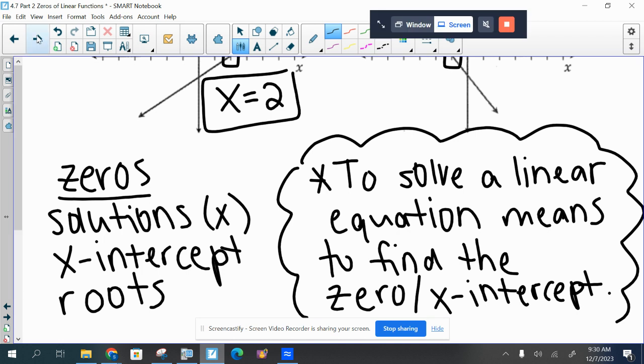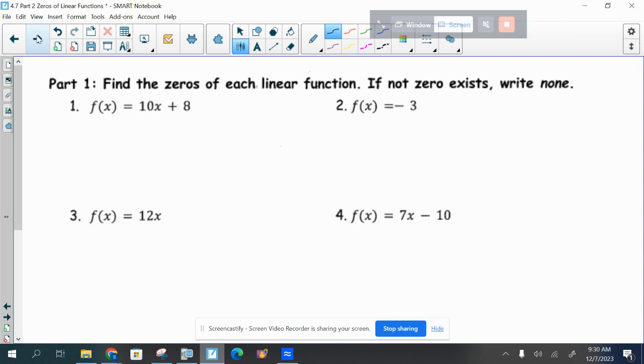All right, you can go to the next page. Here are some basic examples. It says find the zero of each linear function. Really, it's just one zero. Linear equations will only have one solution at the most. When you get to quadratics in chapter 8, then we'll start looking at when you have two solutions. And then if no zero exists, sorry for the typo, you would just write none.